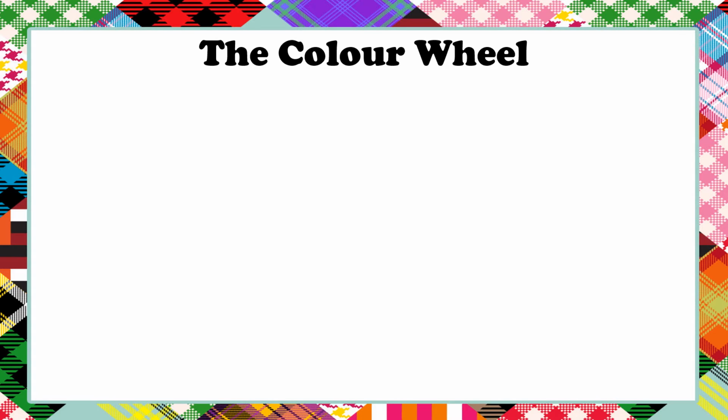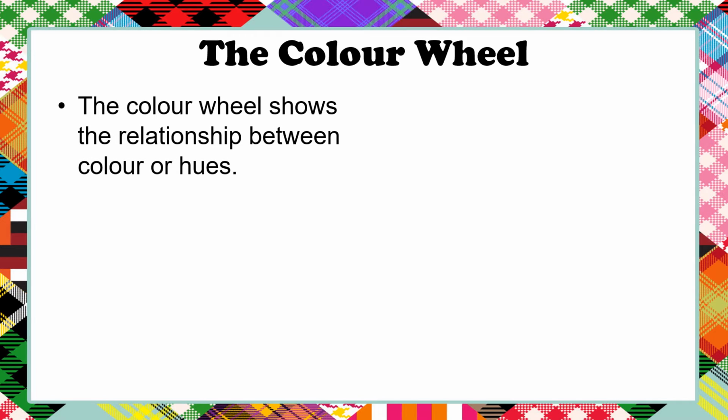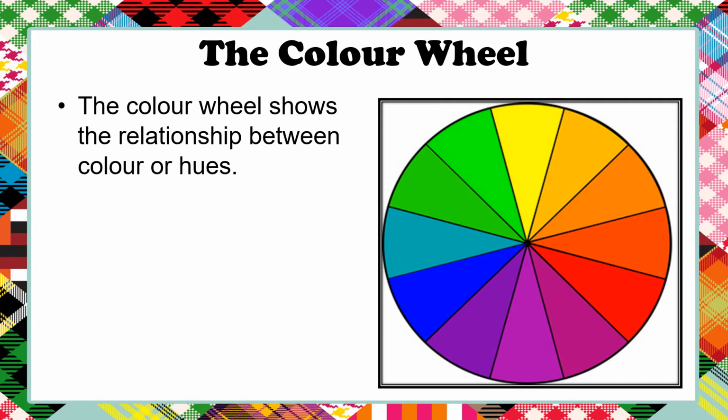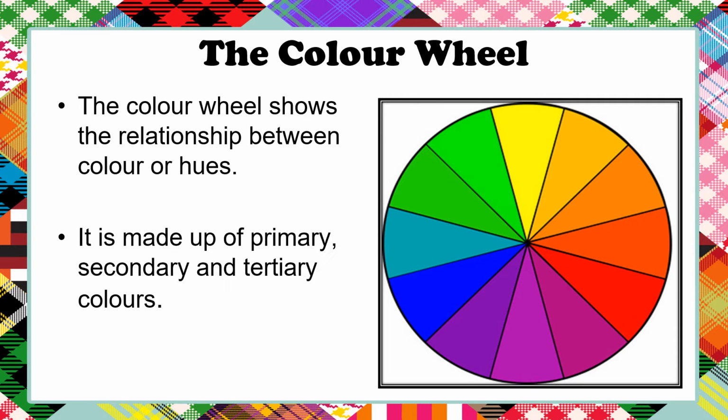Students, what is the color wheel? The color wheel shows the relationship between colors or hues. Remember what we said hues were? Same thing as color. You can see the color wheel and you observe the different colors. It is made up of primary, secondary, and tertiary colors.